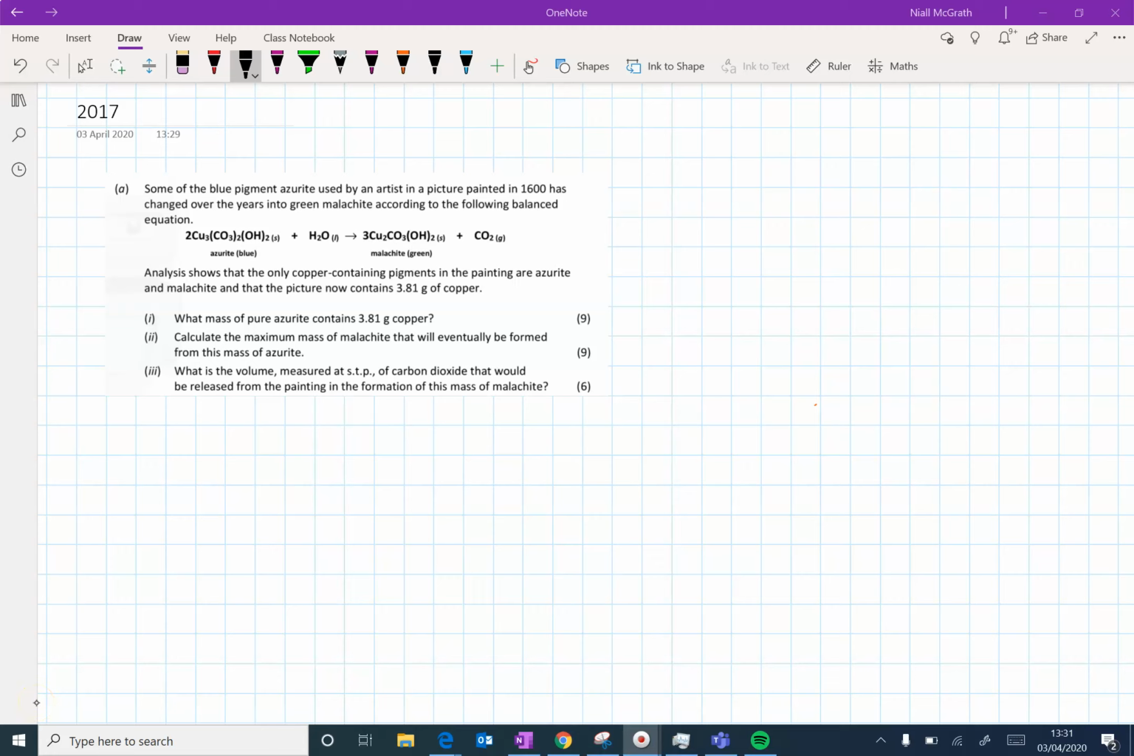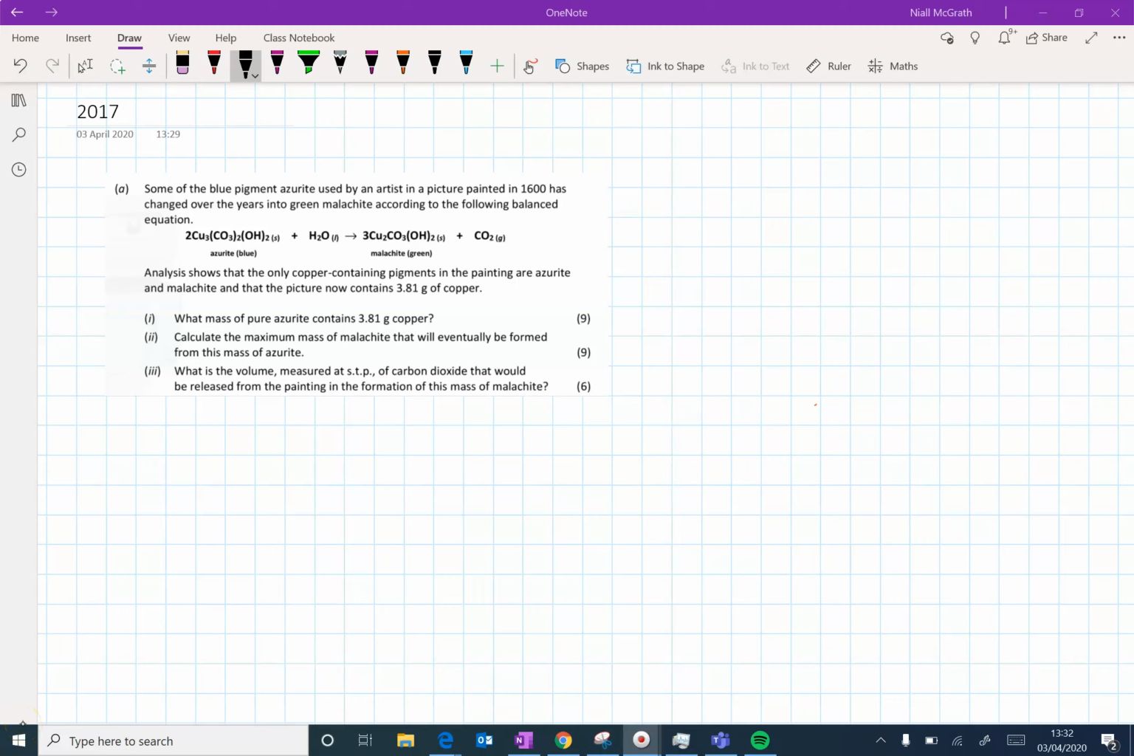This question is from the 2017 exam paper. It says: a blue pigment, azurite, used by an artist in a picture painted in 1600 has changed over the years into green malachite, according to the following balanced equation. Analysis shows that the only copper-containing pigments in the painting are azurite and malachite, and that the picture now contains 3.81 grams of copper. So, what mass of pure azurite contains 3.81 grams of copper?